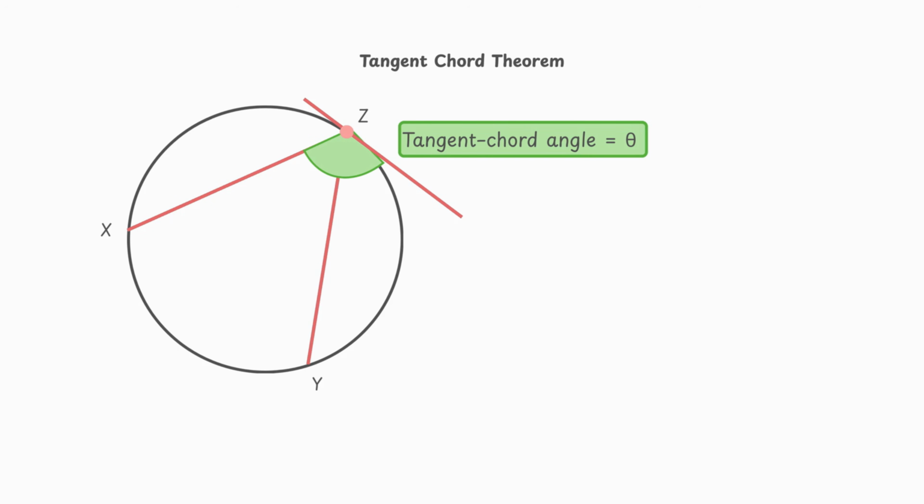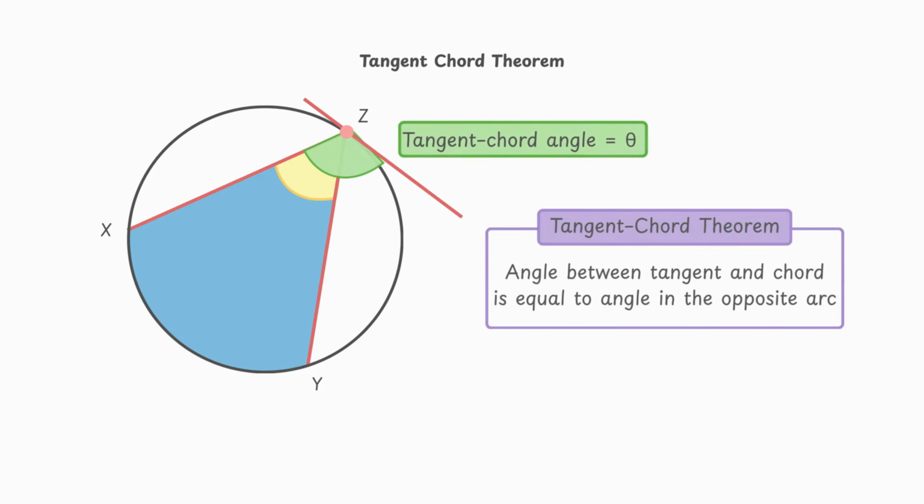Now let's look inside the circle. You can see a shaded region and an angle at point X. This angle is formed by two lines that connect points on the circle, creating a triangle-like shape inside. Now here is the key idea of the tangent chord theorem. The angle between the tangent and the chord is equal to the angle in the opposite arc of the circle. Let's say that again slowly. The angle at point Z between the tangent and the chord is exactly equal to the angle inside the circle that stands on the same arc.